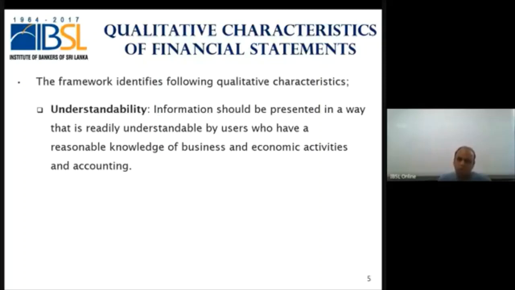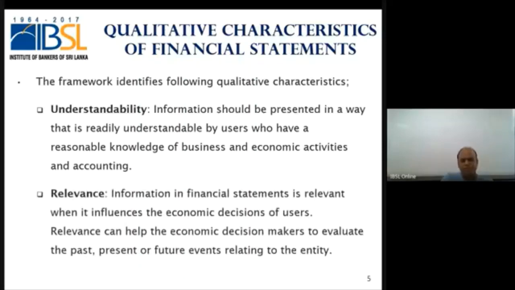And especially in today's context, it is becoming more and more complex with the increased volume or the requirements of the accounting standards and regulations. It is very difficult for a layman to understand these financial statements. So the understanding has to happen by the users who have a reasonable knowledge of business and economic activities and also accounting. So the first qualitative characteristic that your financial statement should have is understandability.